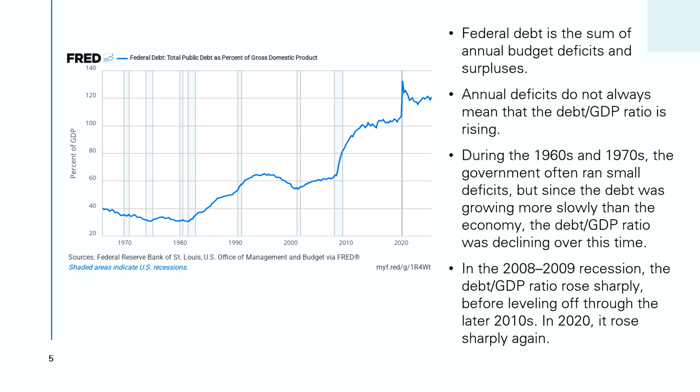Interestingly, running a deficit does not always mean our debt to GDP ratio is rising. During the 1960s and 70s, the government ran small deficits, but because the economy was growing faster than the debt, the ratio actually declined. However, this trend reversed during the 2008 to 2009 recessions, where the ratio rose sharply. After leveling off for a few years, it spiked again to historic levels in 2020 due to the pandemic.